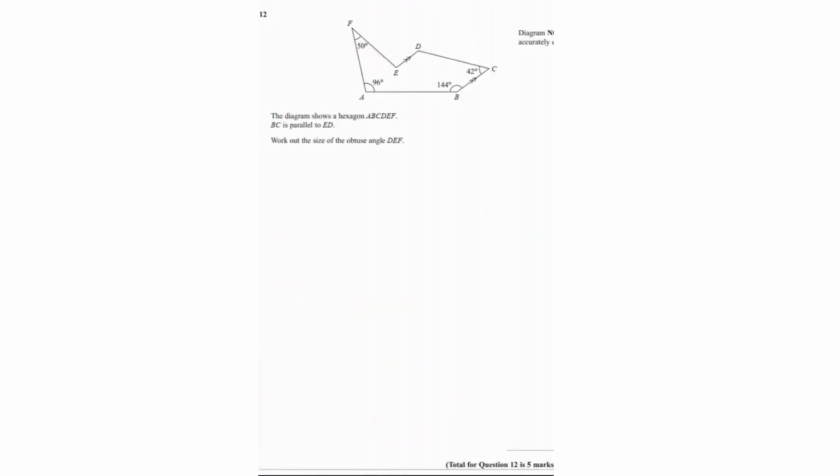Then the next question, it says that the diagram shows a hexagon A, B, C, D, E, F. BC is parallel to DE. We have to work out the size of the obtuse angle DEF. So this is the angle that we have to find. If you notice, we have 1, 2, 3, 4 angles in the given hexagon over here. 2 angles are missing.